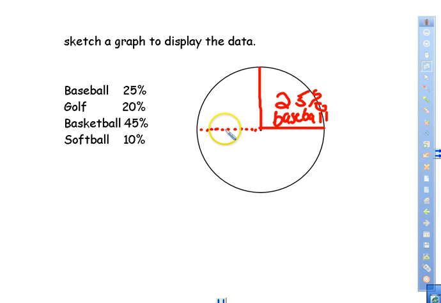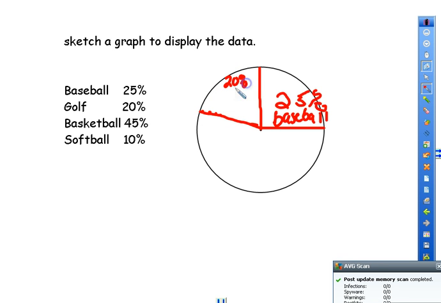Now, for the next one, I know that from here to here is 25%. From here to this side, we're going to be a little bit less than that. So I'm going to draw that, and then I can erase those lines. This would be our 20%, and it is golf. So that's done and that's done.